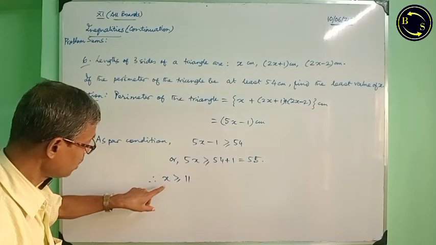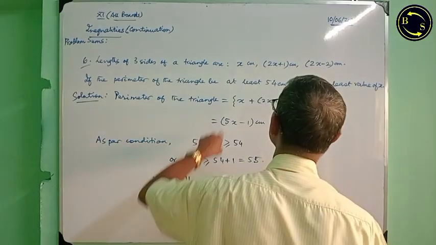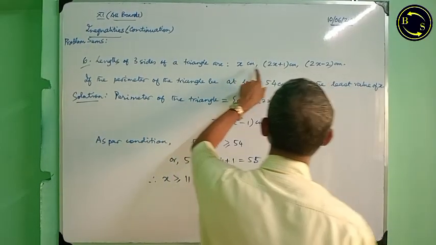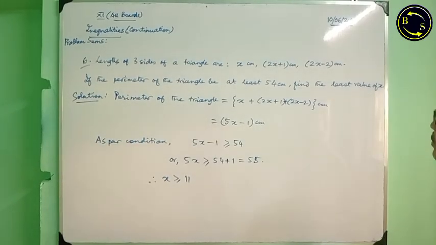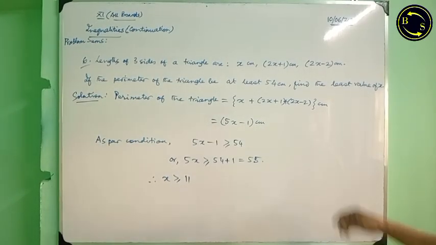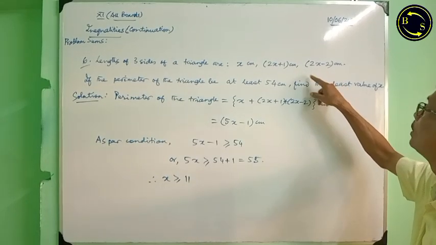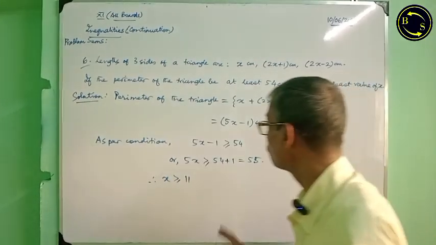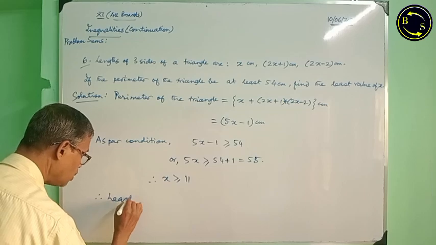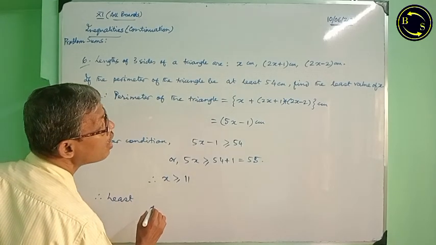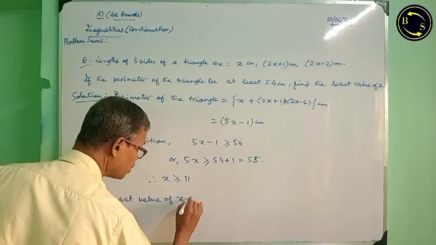Now we have to check for the least value 11 centimeter whether these lengths will be negative. No, it is 2x minus 2. If we put x equal to 11, it will be positive, therefore no problem. Therefore, the least value of x is 11.